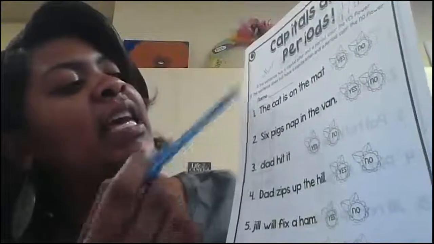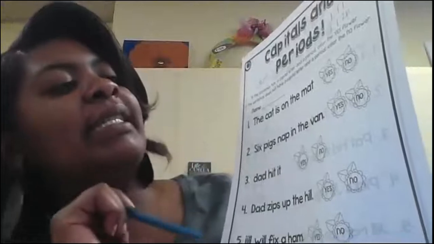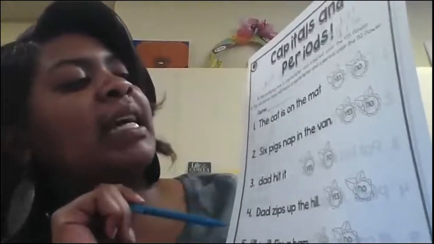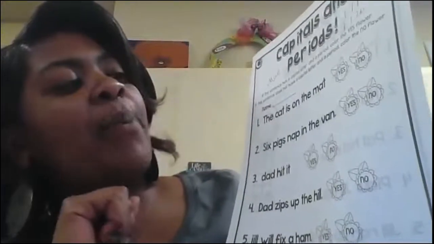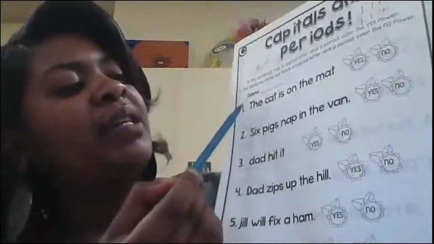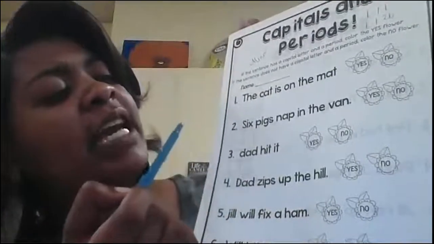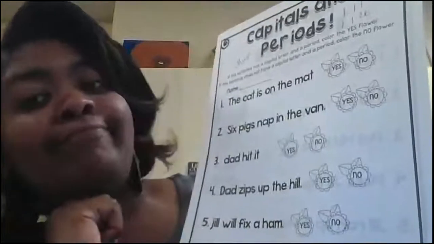On the back, it has capitals and periods. If a sentence has a capital letter and a period, color yes. Color the flower yes. If it does not have a capital letter and a period, color the no flower. The cat is on the mat. Does it have a capital letter? Yes. Does it have a period? So we're going to color the no flower.